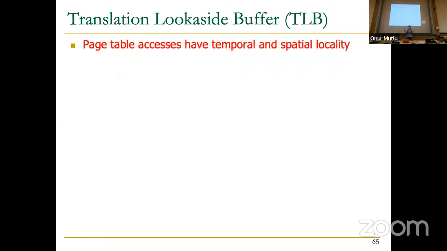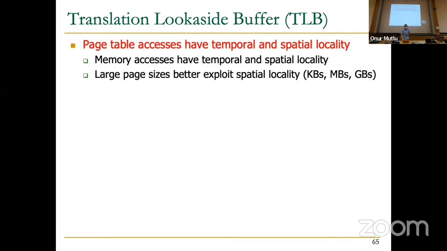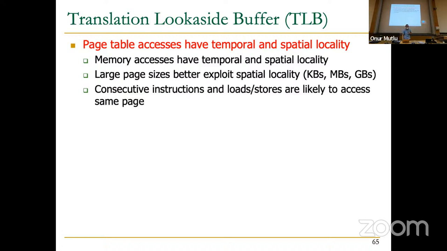Clearly, page table accesses have temporal and spatial locality, unless you're doing completely random access. And again, same things apply that we discussed for caches. Memory accesses have temporal and spatial locality. So your page table accesses also have temporal and spatial locality. And if you have large page sizes, you better exploit spatial locality. Gigabytes of page size, for example, exploit spatial locality nicely, assuming you have that sort of spatial locality in your program.